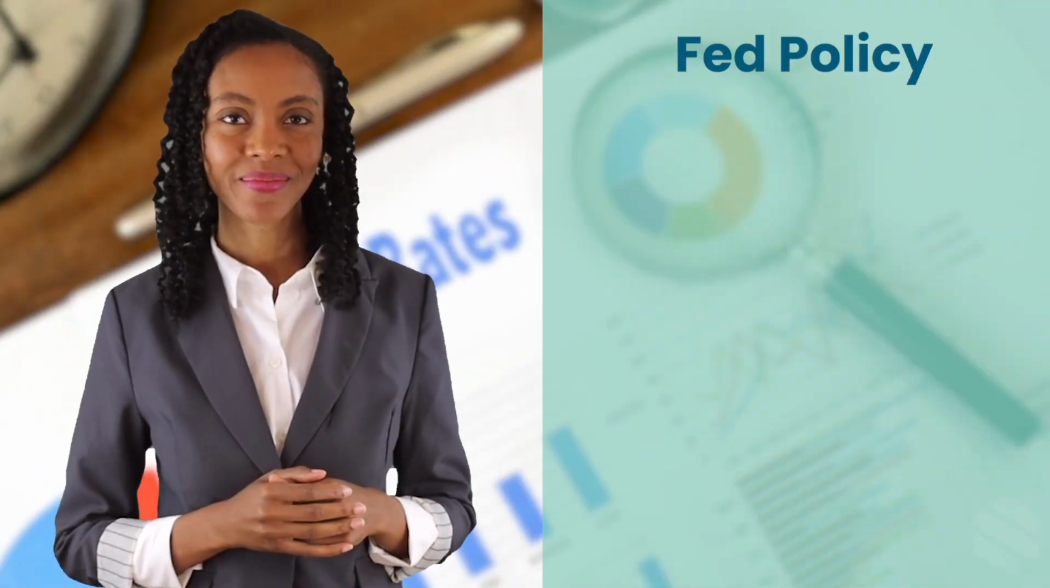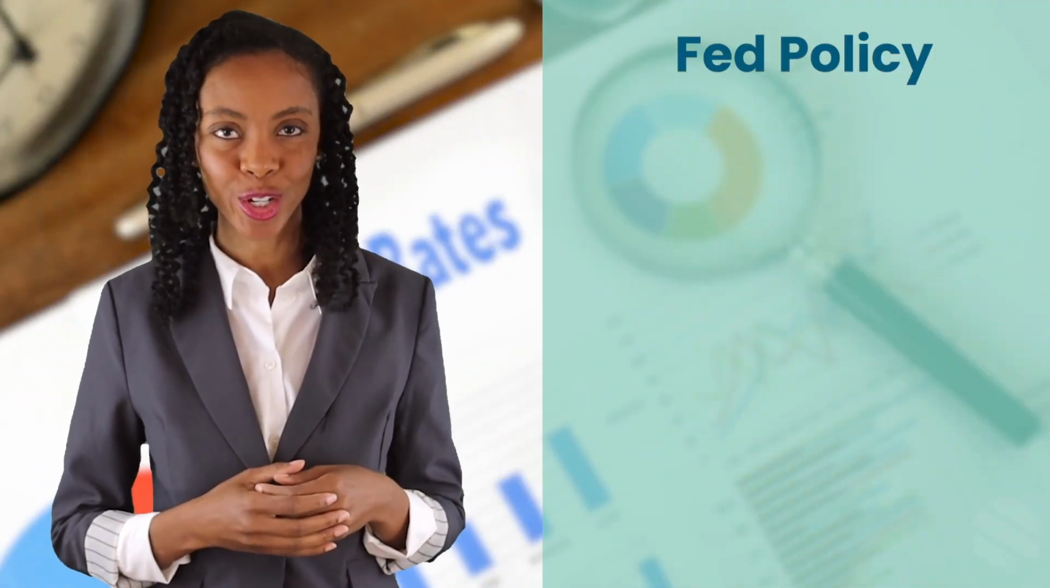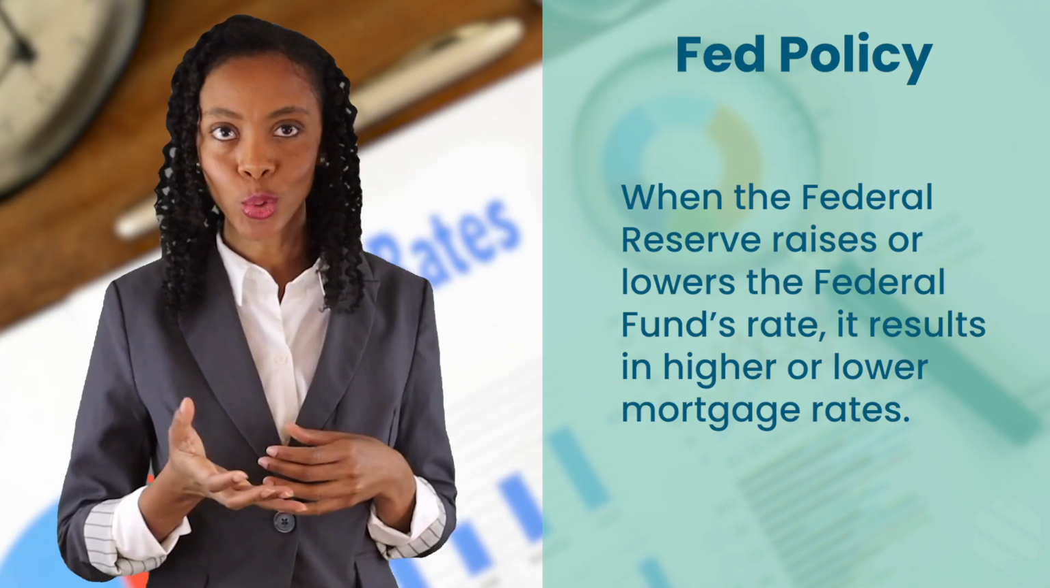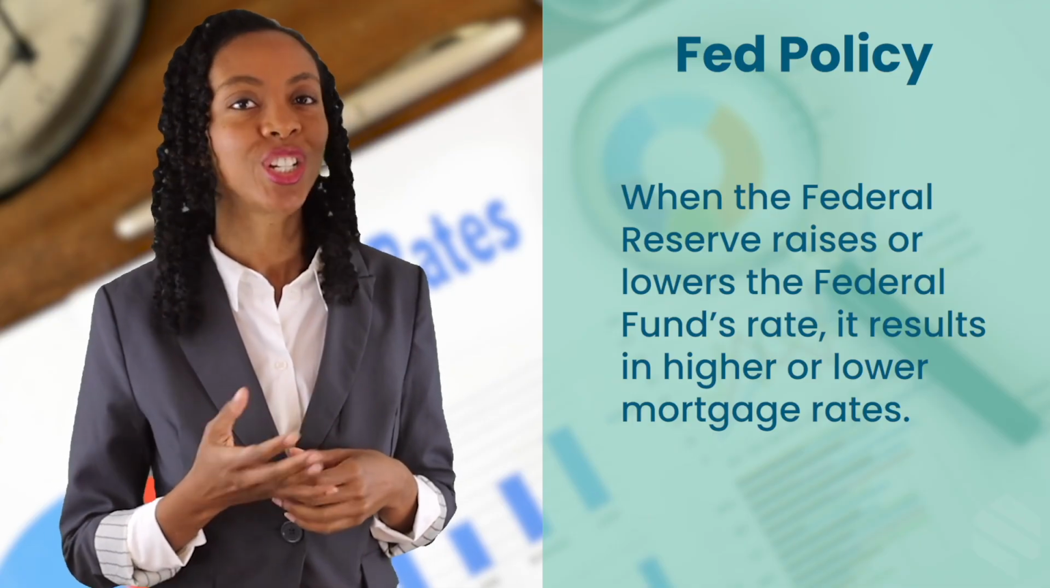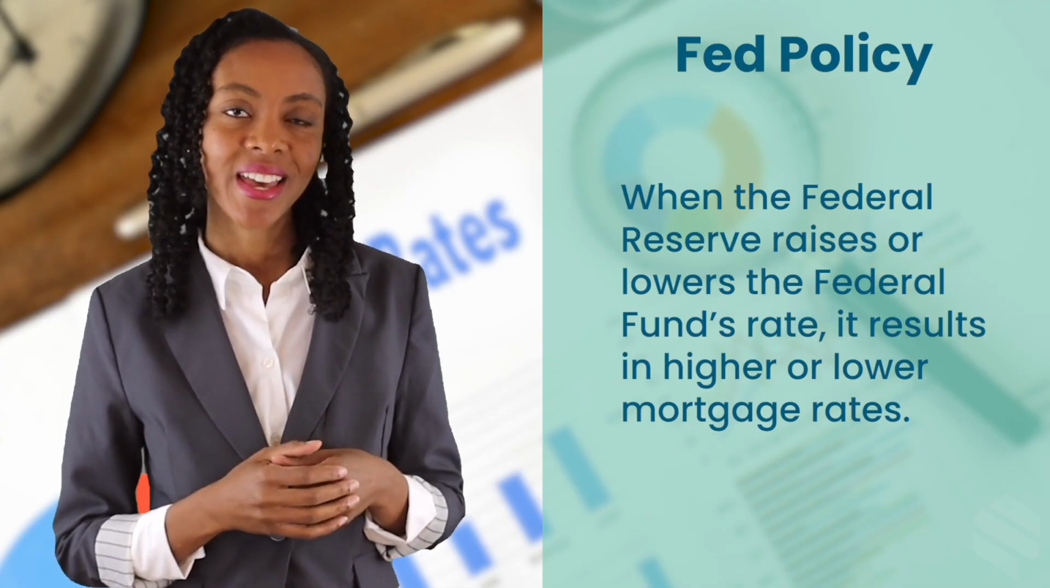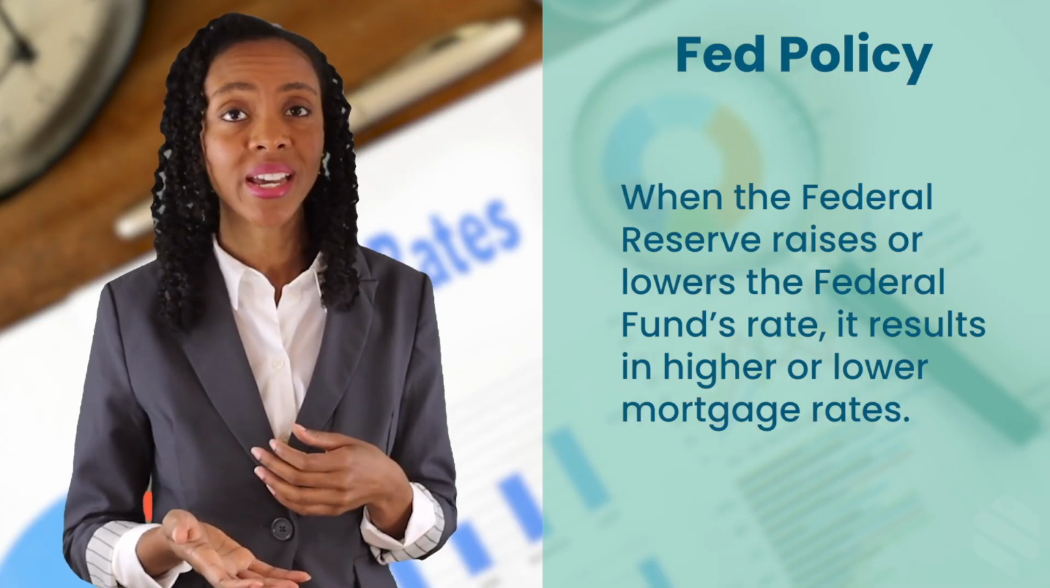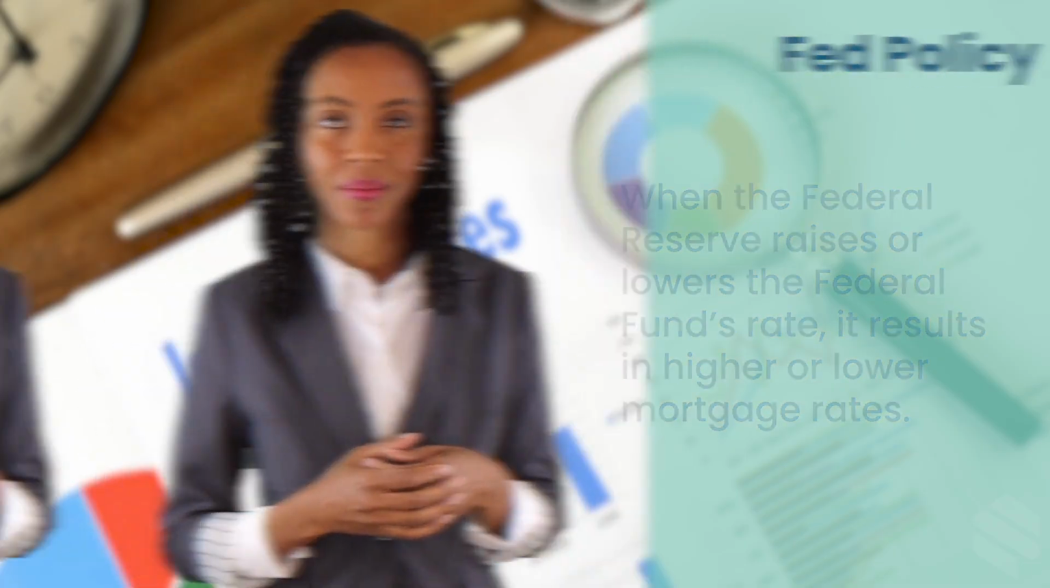Fed policy. The third factor is the Federal Reserve. When the Fed raises or lowers the federal funds rate, which is the rate lenders charge each other, it creates a ripple effect, resulting in higher or lower mortgage rates.